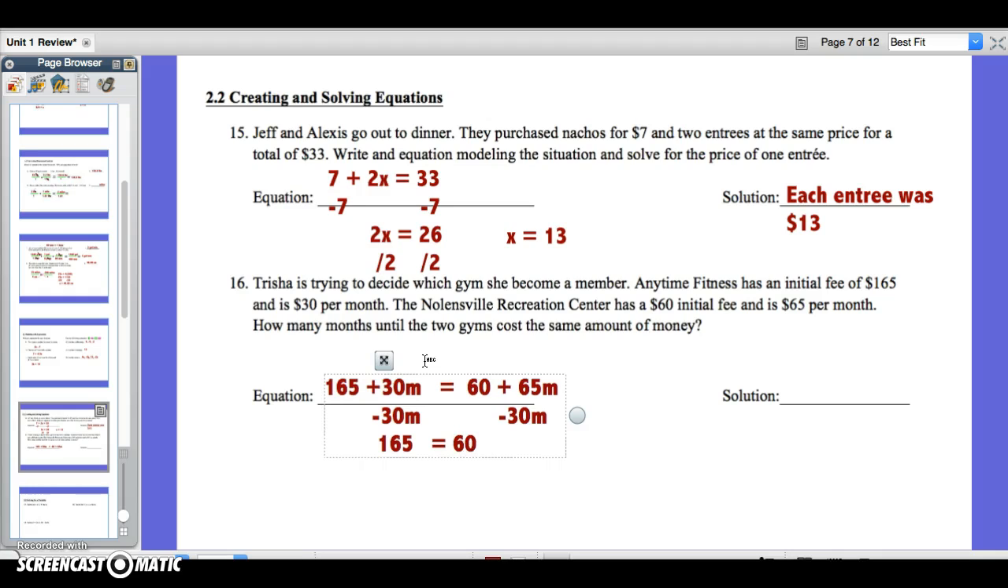That's going to leave me with 165 is equal to 60 plus, and then 65 minus 30 is going to give me 35m. Continuing to solve here, I'm trying to isolate this m, so I need to subtract the 60 from both sides of my equal sign.